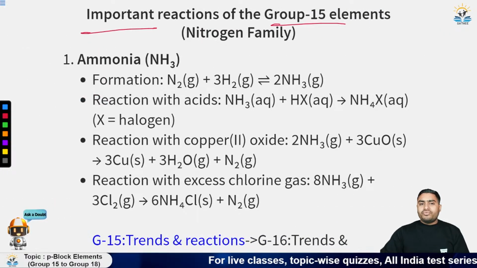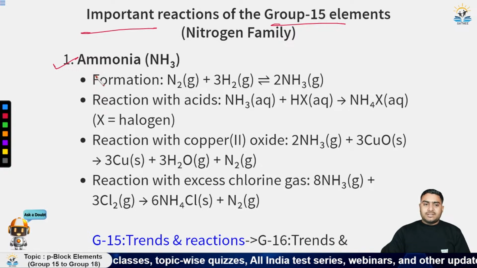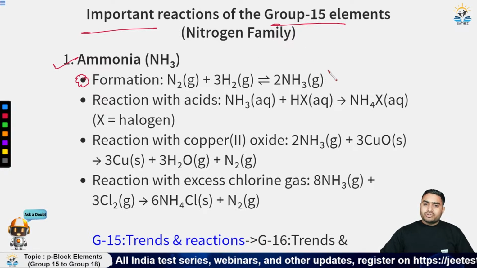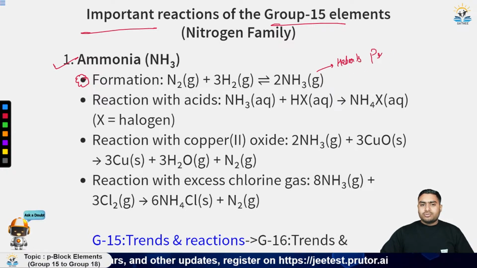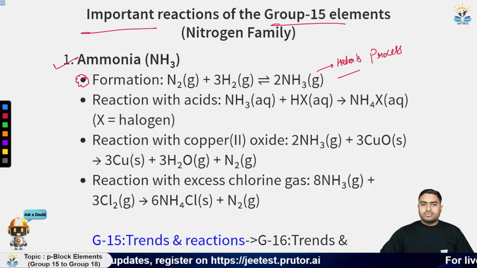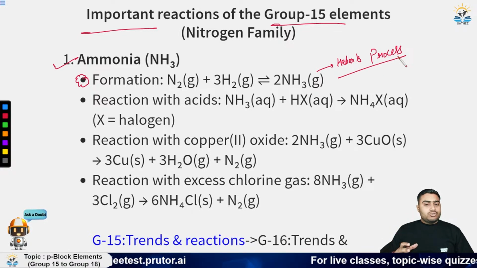Important reactions of the group 15 elements, the nitrogen family. The first one is ammonia, NH3. So how can we form ammonia? That is the point. You know Haber's process. As I told you already, this is Haber's process for the formation of ammonia. So N2 gas plus 3H2 gas, right?